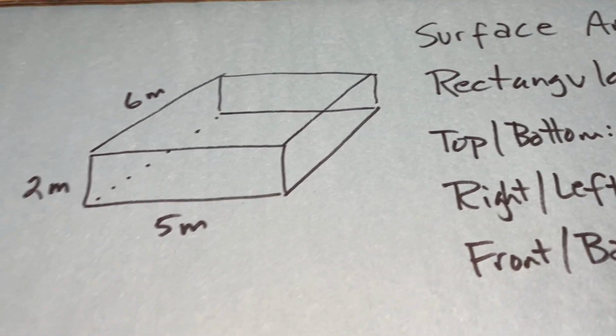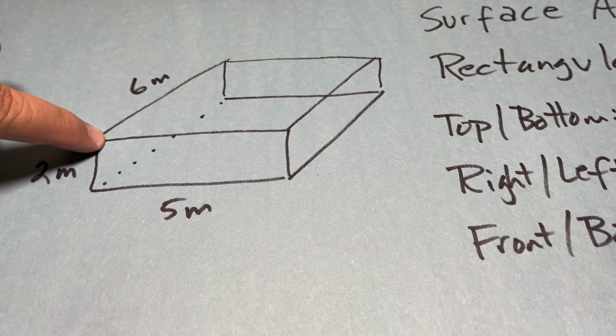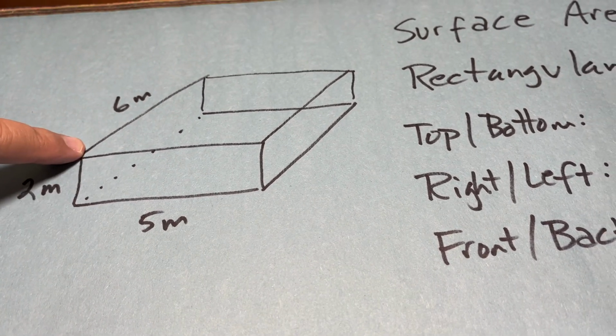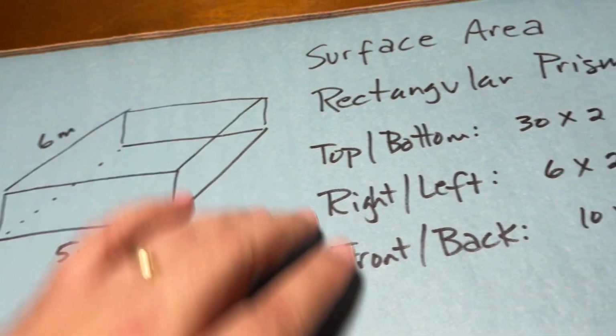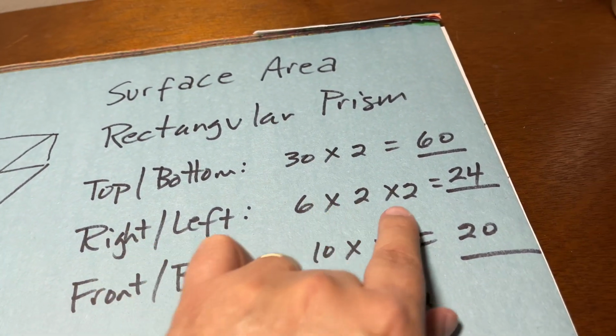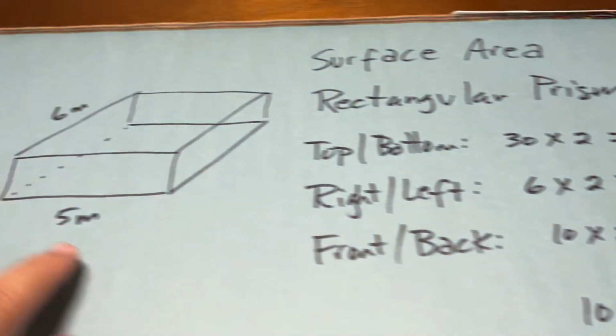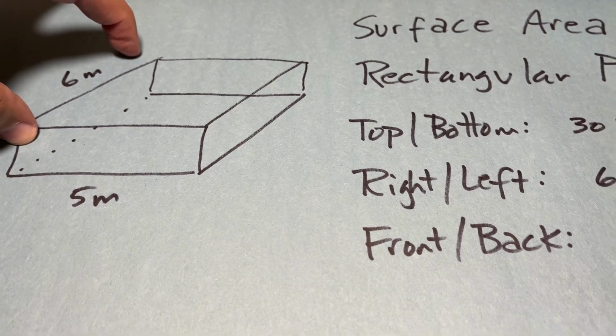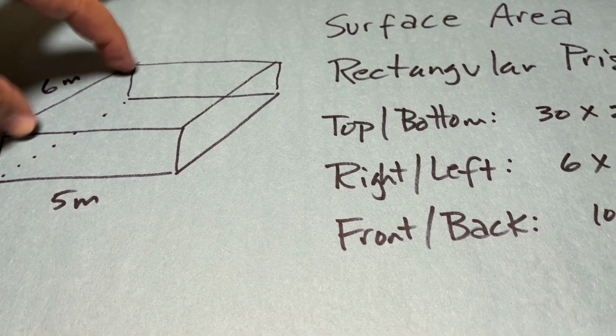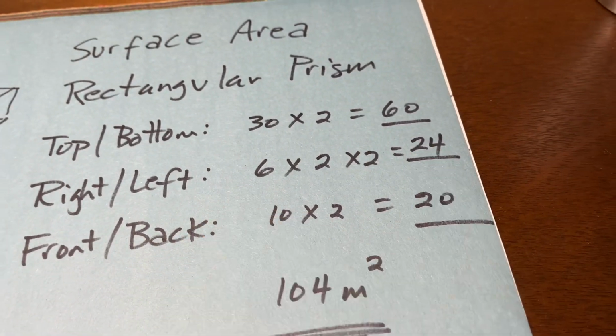Now let's do the right and the left. The left is 6 this way and 2 that way. So 6 times 2 is 12, and there's this one and that one, right and left, so 12 times 2 is 24. I calculated 6 times 2 because those are little rectangles there, and there are 2 of them, so 24.